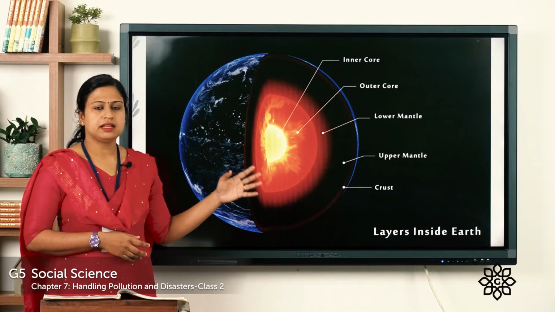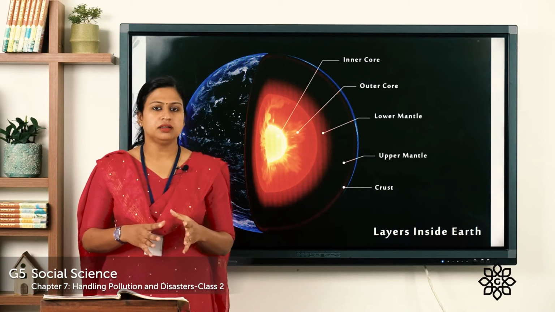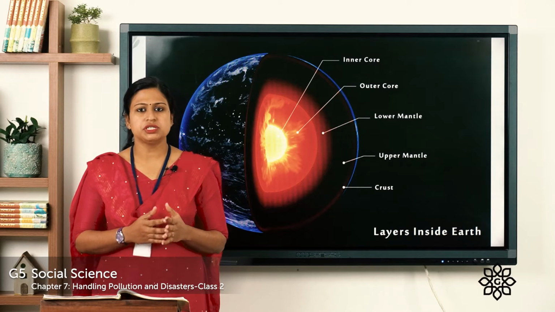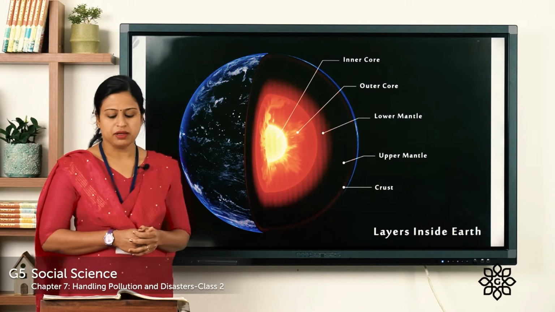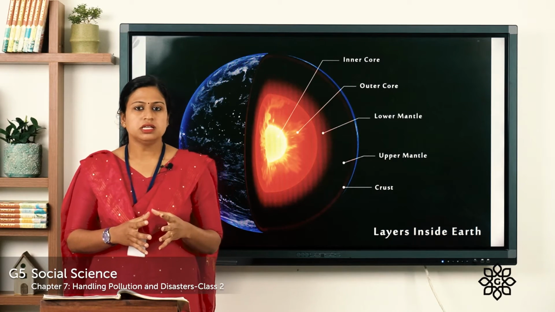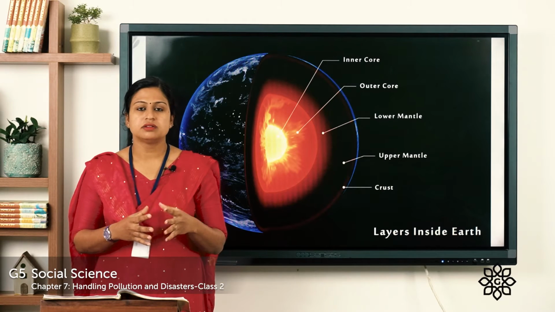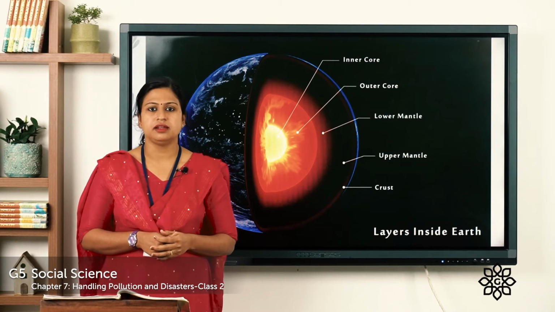We have already discussed the structure of the earth, and underneath the earth there is hot molten rock material which is very, very hot. This is known as magma. Now, this is very hot and it consists of hot gases. So, because of this, there is high pressure inside it.